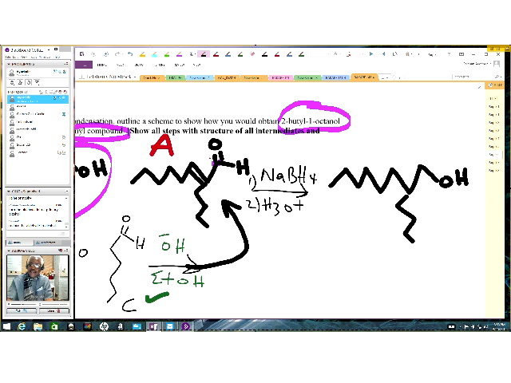Okay, let me see here. 1, 2, 3, 4, 5, 6, 7, 8. So we now have this here. Does it also reduce the double bond? No, sodium borohydride does not reduce the double bond. So now you could reduce the double bond by using hydrogen and palladium.